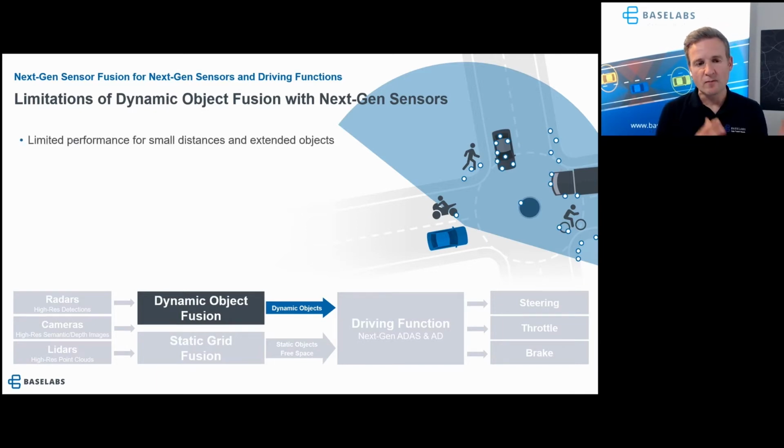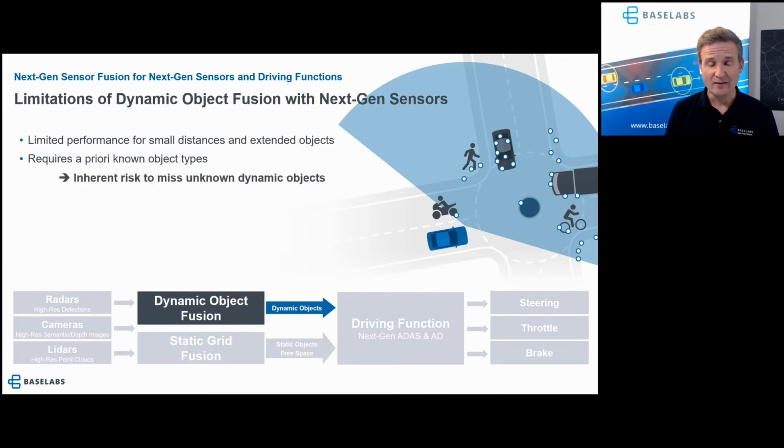Especially when it comes to small distances and objects that are spatially extended, then especially dynamic object fusion has its strong limitations. Additionally, it requires that each object is known during design time of the system, and this introduces a risk that you miss objects that you haven't seen before or that you haven't had in mind when developing the system.